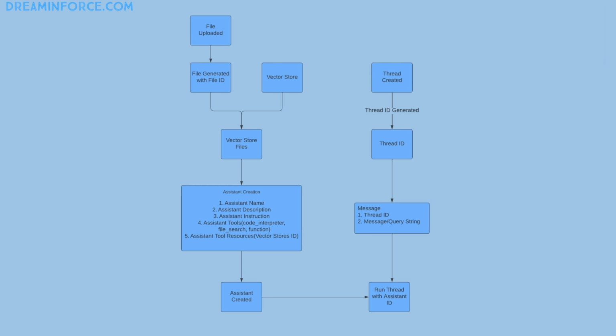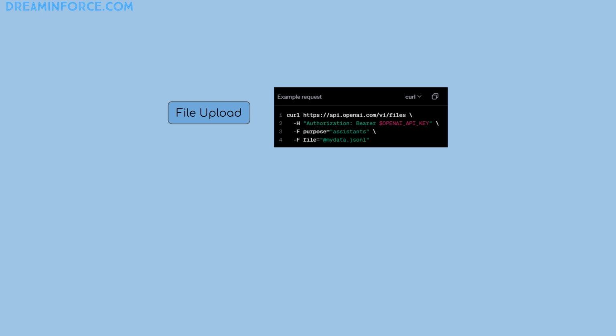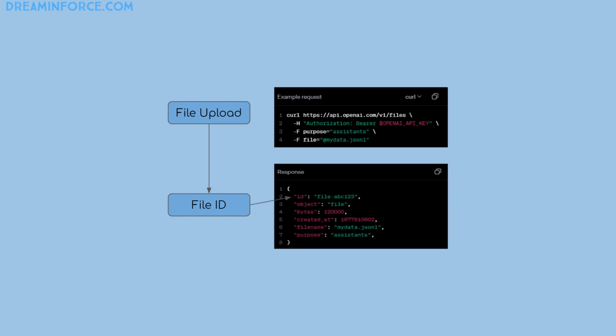Okay, now let's see each of these steps in detail. All the examples are shown in curl. You can use these curls to convert them to any language. First, we have the file upload. We need to hit the endpoint with the purpose parameter assistants. If we were uploading the file for fine tuning, we would be using fine-tune as the purpose here. But as we are using it for the AI assistant, that's why we are using assistants in the file upload. Now this API hit will result in the creation of the file ID that you can see in this response.